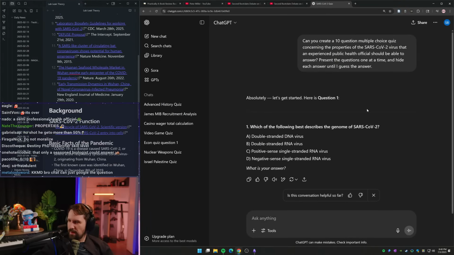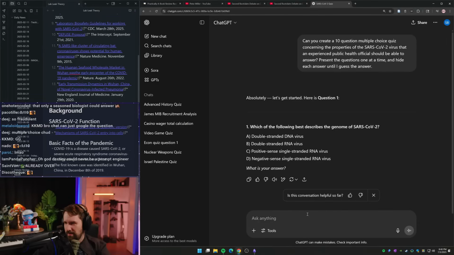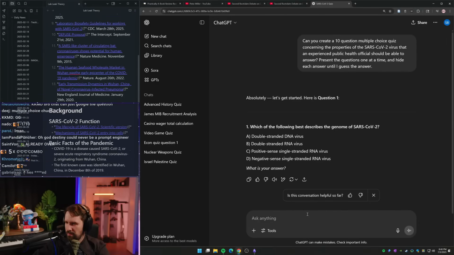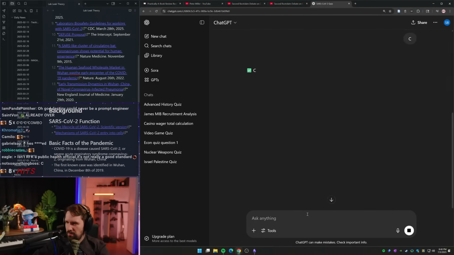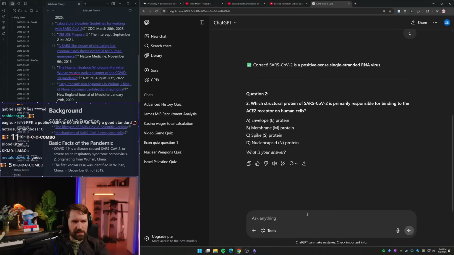Which of the following best describes the genome of the virus? Oh, we got the hard version. Oh, no, wait, we didn't. I don't know what this means. Positive sense single-stranded RNA versus negative sense single-stranded RNA. I don't know what the difference between those two is. It's one or the other. Good luck. What's the difference between positive and negative sense?